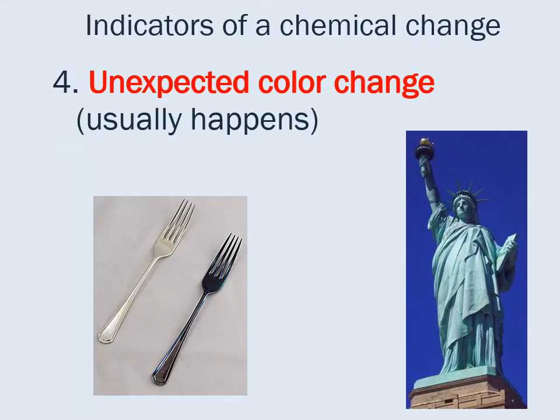If there's an unexpected color change, for example, the Statue of Liberty is made of copper. It used to be copper, like a penny copper. Well, over time it reacted with air and it formed copper oxide. And so it's now that, which has that blue-green color.